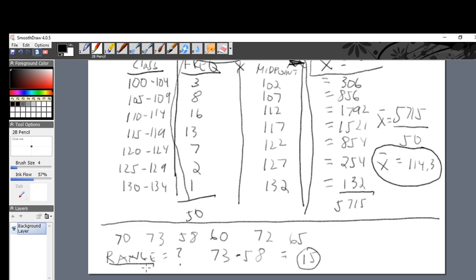Okay, that's it for this video. We pretty much ran out of space. We have to go to measures of variation next, which will be 11.4 material.